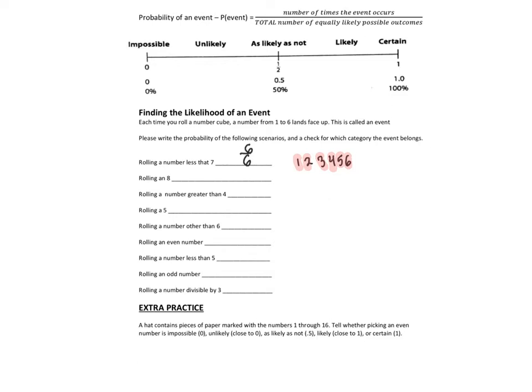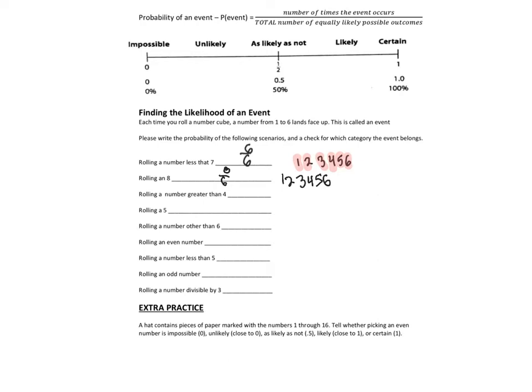Next we have rolling an 8. So again, I have my 1, 2, 3, 4, 5, 6 for my number cube. None of those are 8. So I have 0 chances out of 6 possible chances.